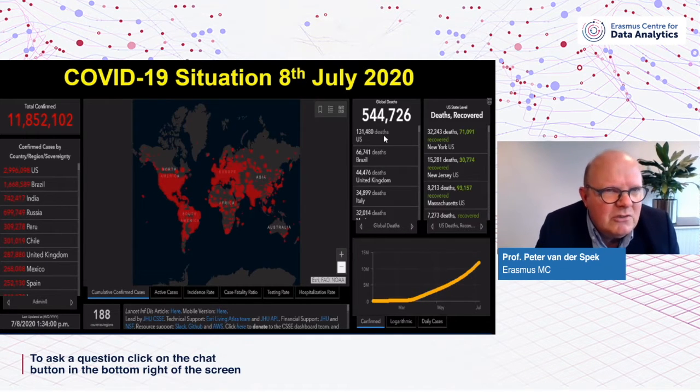We have something above 11 million confirmed tests, which are positive. And you see on the curve on the right that the virus is very much still spreading, and the curve is still going up very steeply. So there are more than 500,000 deaths, as you can see, globally. So we can speak about a serious pandemic.